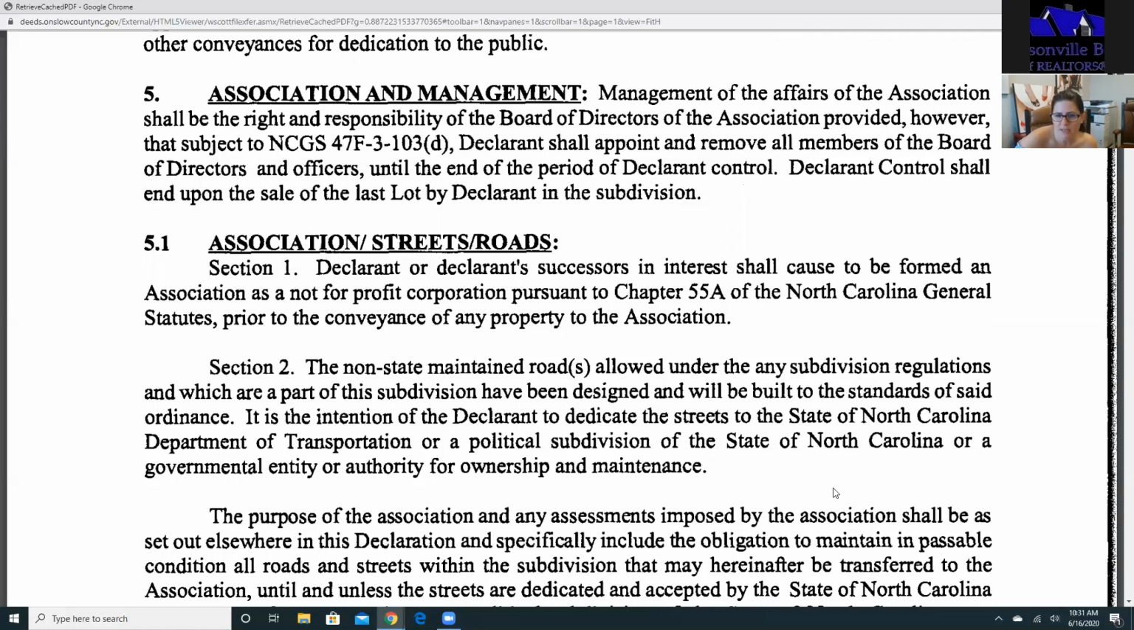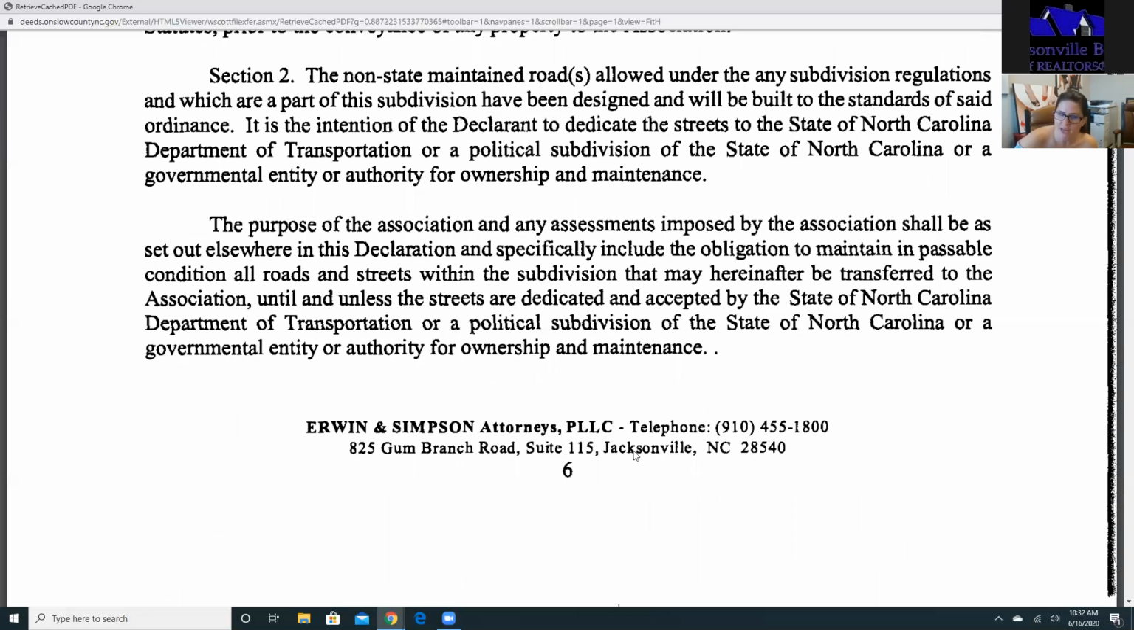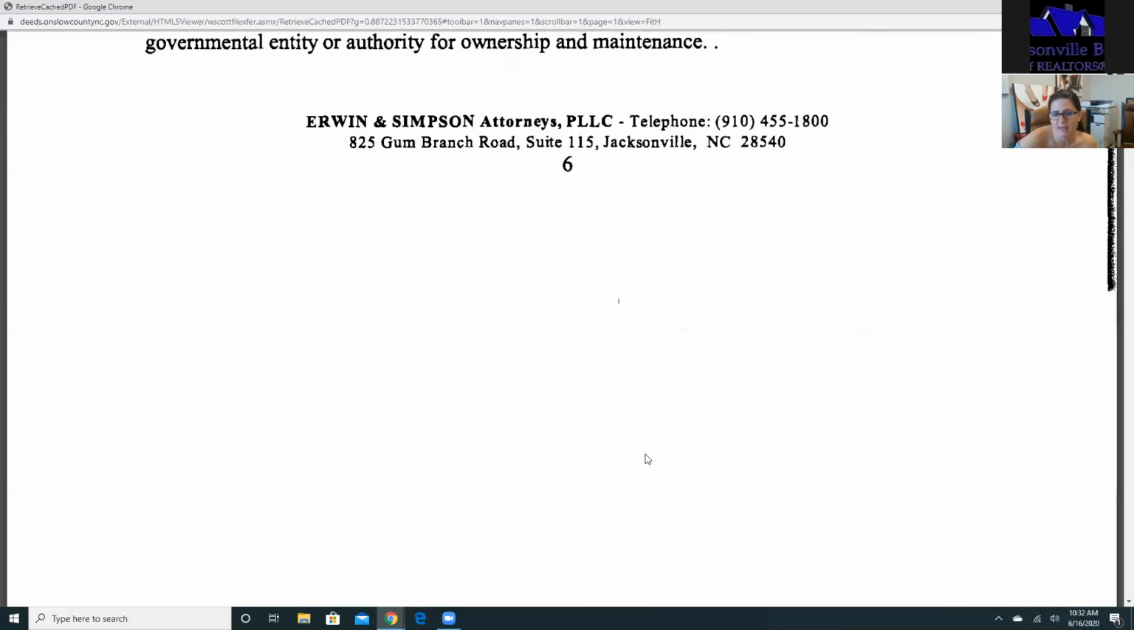All restrictive covenants, all plat maps, everything like that are recorded documents. If they are asking you for recorded documents, this is where you need to be looking. So if you see something like this that's actually talking about streets and roads, this is what you can send to them. Point out that it starts on page 6, and send these to them.